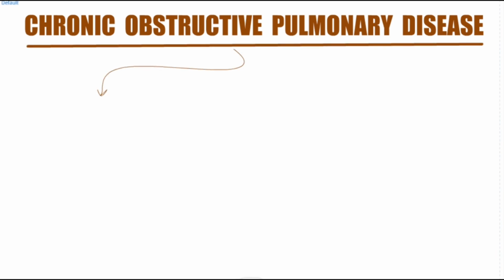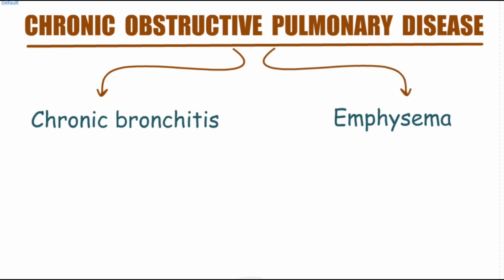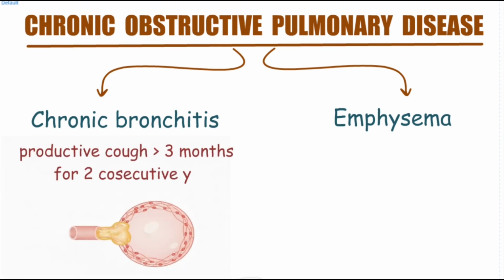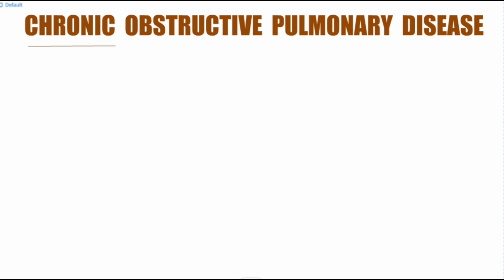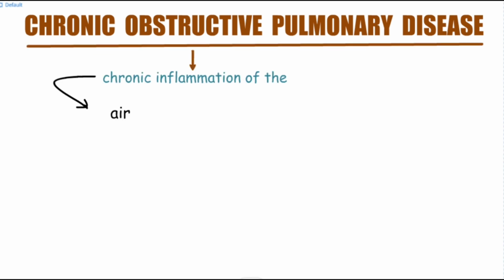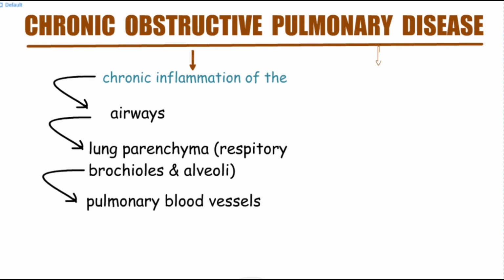COPD refers to a group of progressive lung disorders, mainly chronic bronchitis and emphysema. Chronic bronchitis means a productive cough lasting at least 3 months in 2 consecutive years. Emphysema means permanent enlargement and destruction of air sacs beyond terminal bronchioles without fibrosis. COPD is characterized by chronic inflammation of the airways, lung parenchyma, respiratory bronchioles and alveoli, and pulmonary blood vessels. The defining feature of COPD is not fully reversible airflow limitation during forced exhalation.